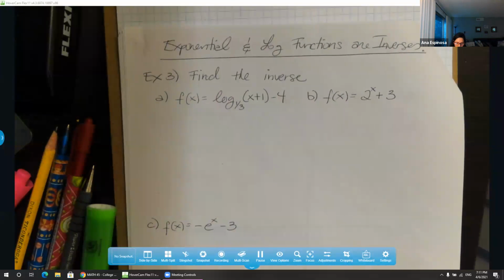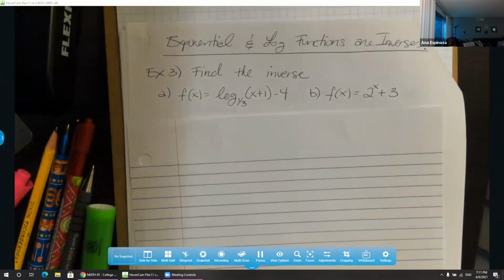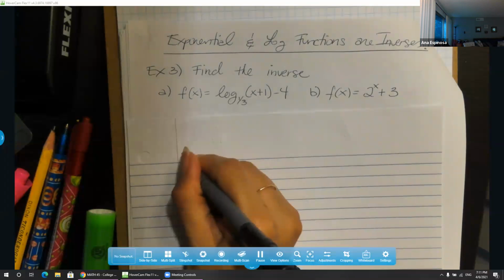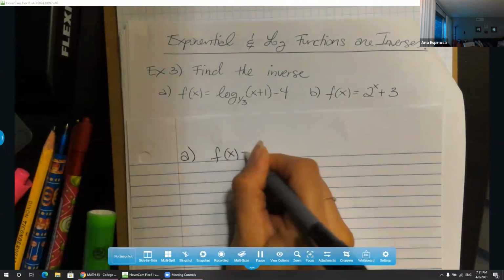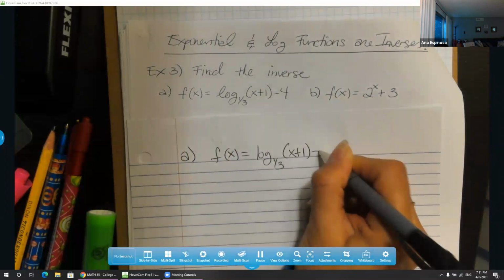Okay, so this one is just pure algebra, and that is basically how to find the inverse. So we are now going to do exactly the thing that we did in 6.2, I believe, 6.1, on how to find inverses. But now we're going to be working with logs and exponentials. It's a little bit weird, a little bit tough, but we can do this. So f of x equals a log base 1/3 of x plus 1, minus 4.